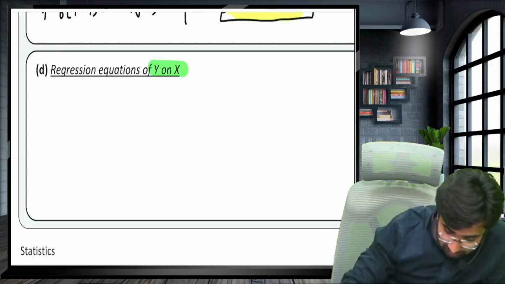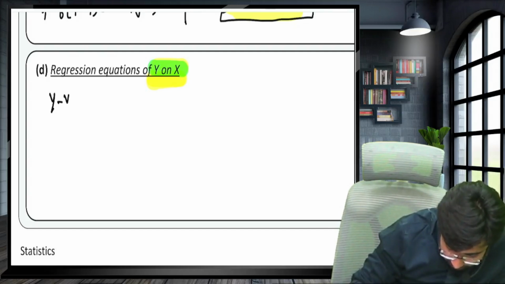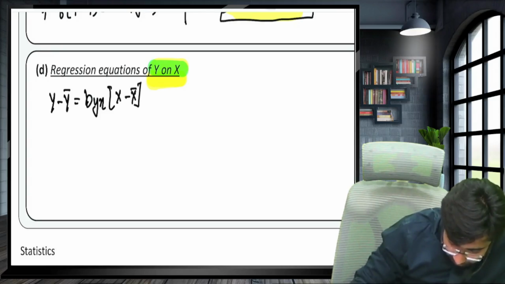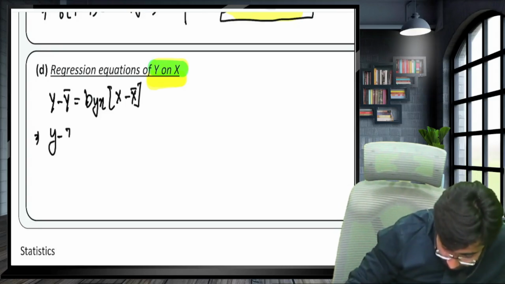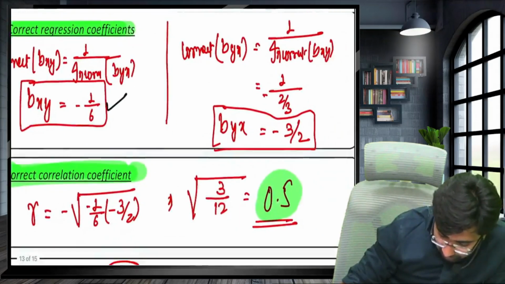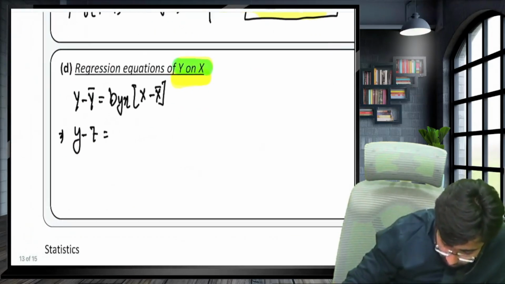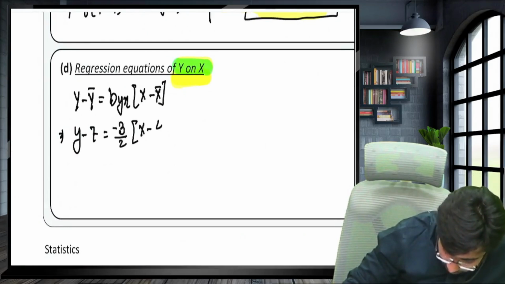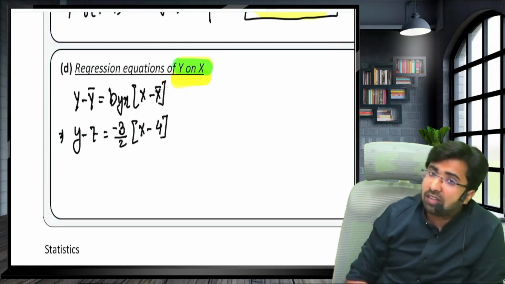Can you all construct y on x? What will it be? y minus y bar is equal to b y on x bracket x minus x bar. y minus y bar is 7. What is b y on x? Correct one. y on x is minus 3 by 2, so I will take minus 3 by 2 here. x minus x bar is 4. Just open the bracket and represent your answer in the form of y is equal to a plus bx.